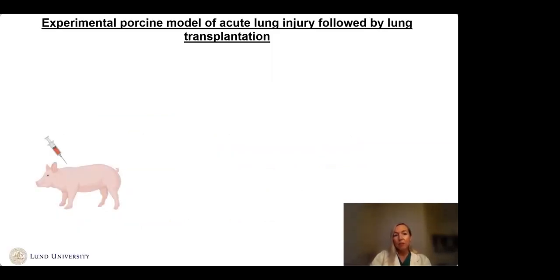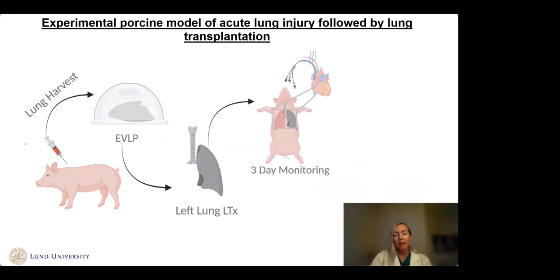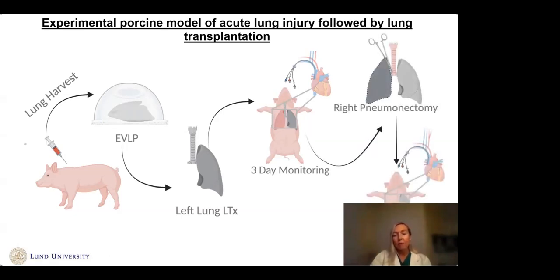In order to discuss our application of cytokine absorption in this study, I will first give you an overview of the experimental model. We use LPS derived from E. coli to induce acute lung injury. Once the lung injury is established, we put the lungs on EVLP. After 4 hours of EVLP, we transplant the left lung into a healthy recipient, and the recipient is monitored for a few days. On the third day, we do a right pneumonectomy, and after that we follow the animal for an additional 4 hours.